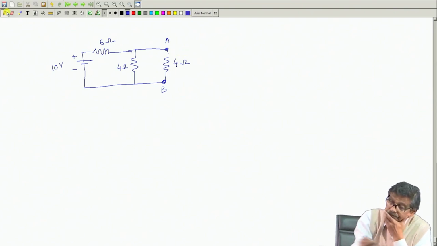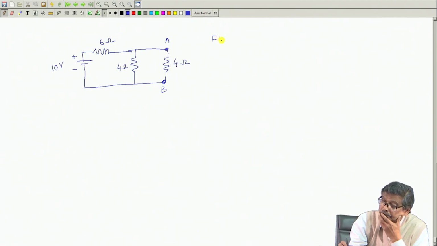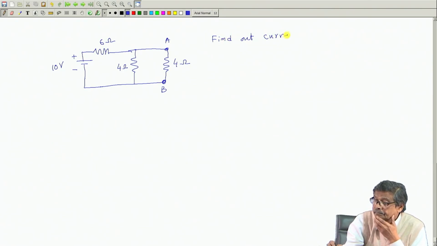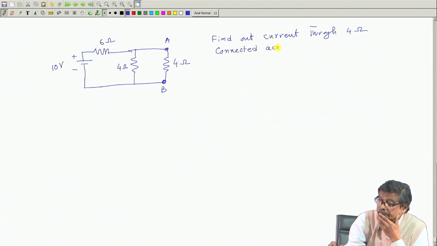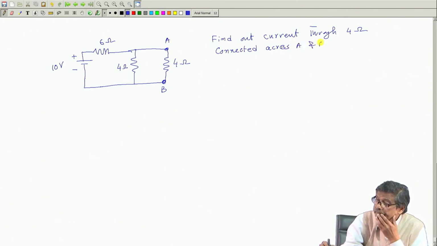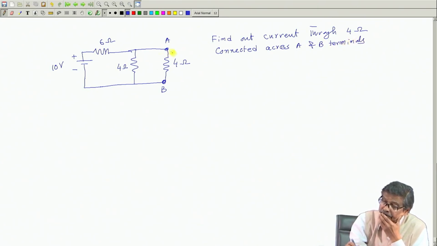Find out current through 4 ohm connected across A and B terminals. That is this resistance, I want to know what is the current.